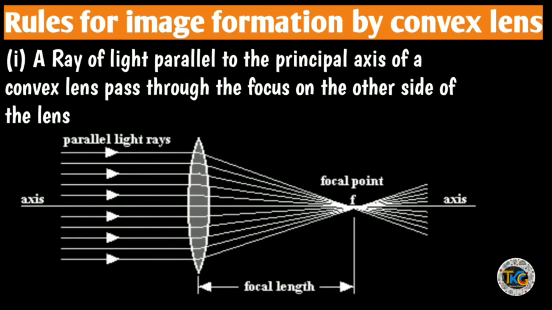Now we have to study the rules for formation of images by convex lens, and there are three rules. Rule number one: when a ray of light parallel to the principal axis passes through a convex lens, it will pass through the focus on the other side of the lens. Just see the figure. The rays of light parallel to the principal axis converge and meet at a particular point, and this point is called the second focus or principal focus. That is rule number one.